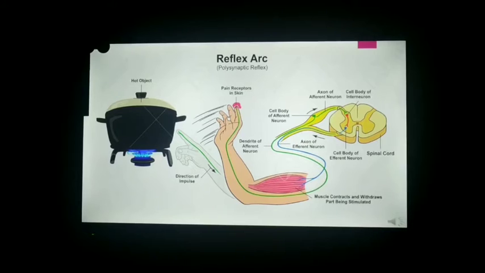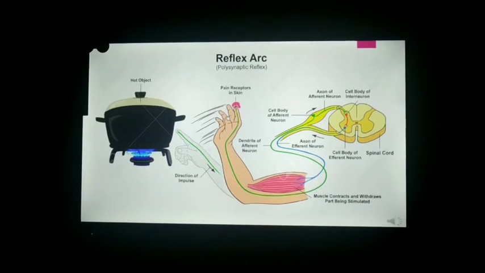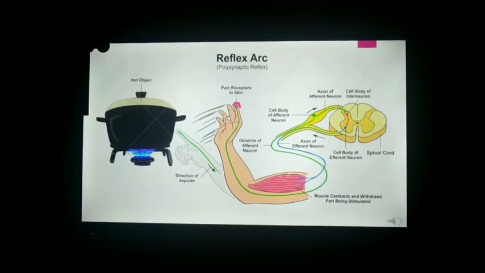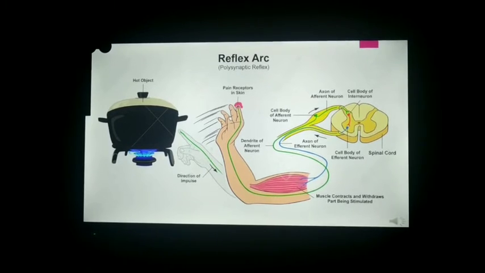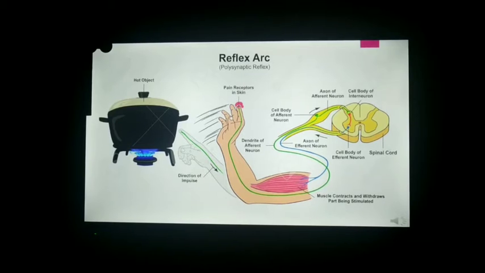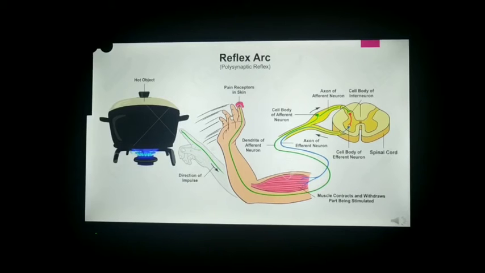How does it work? When you touch a hot object, the pain receptors in the skin get activated and they carry impulses via the afferent neuron, which is shown in green in the picture, to the spinal cord. From the spinal cord, the efferent nerve impulses are carried by the efferent nerve to the muscle, which makes the muscle contract, and the part being stimulated withdraws.